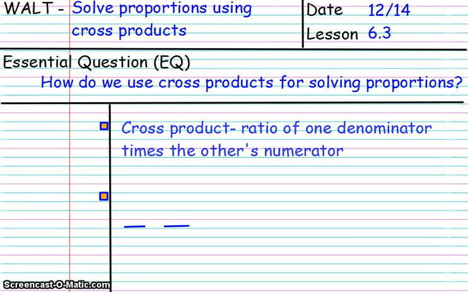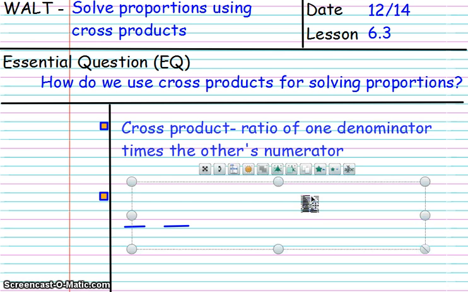Today's video is simply a review of cross products and how we can use cross products to solve proportions. The definition of a cross product is the ratio of one denominator in a fraction times the other fraction's numerator. Now, what does that all look like?